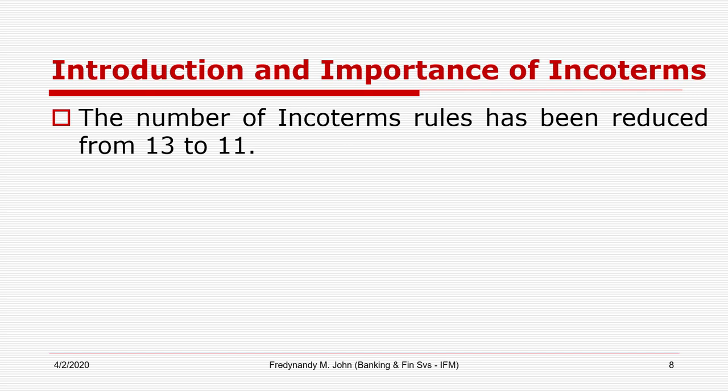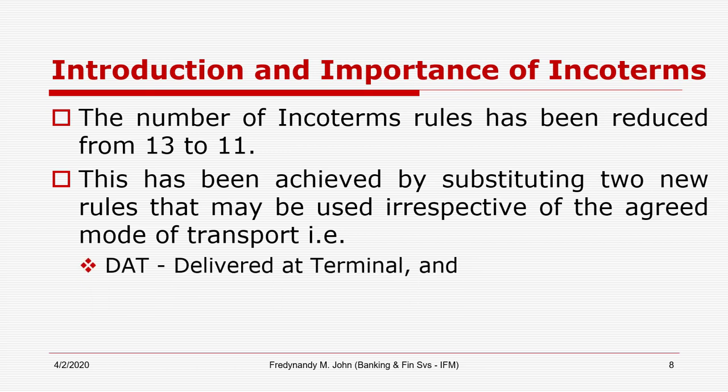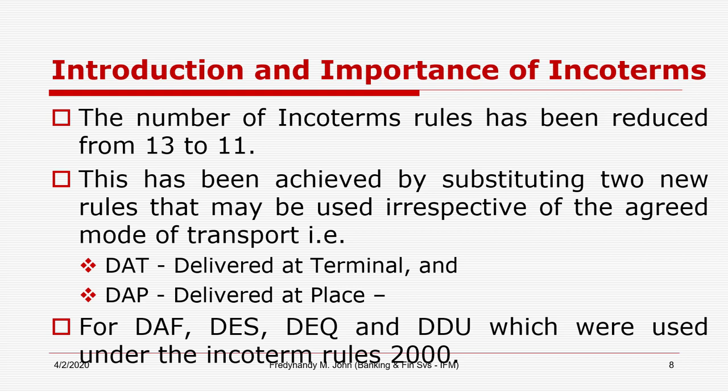So, according to the INCOTERM Rules 2000, it used to have 13 INCOTERMs. However, since the inception of the INCOTERM Rules 2010, 2 INCOTERMs were introduced and 4 INCOTERMs from the INCOTERM Rules 2000 were dropped. So the newly introduced INCOTERMs are Delivered at Terminal and Delivered at Place. And the INCOTERMs that have been dropped are Delivered at Frontier, Delivered Ex-Ship, Delivered Ex-Quay, and Delivery Duty Unpaid.